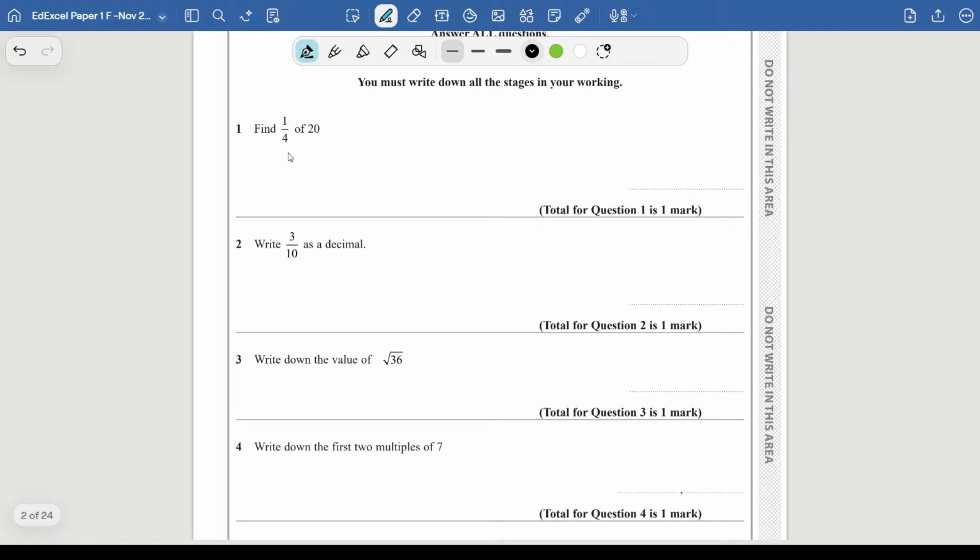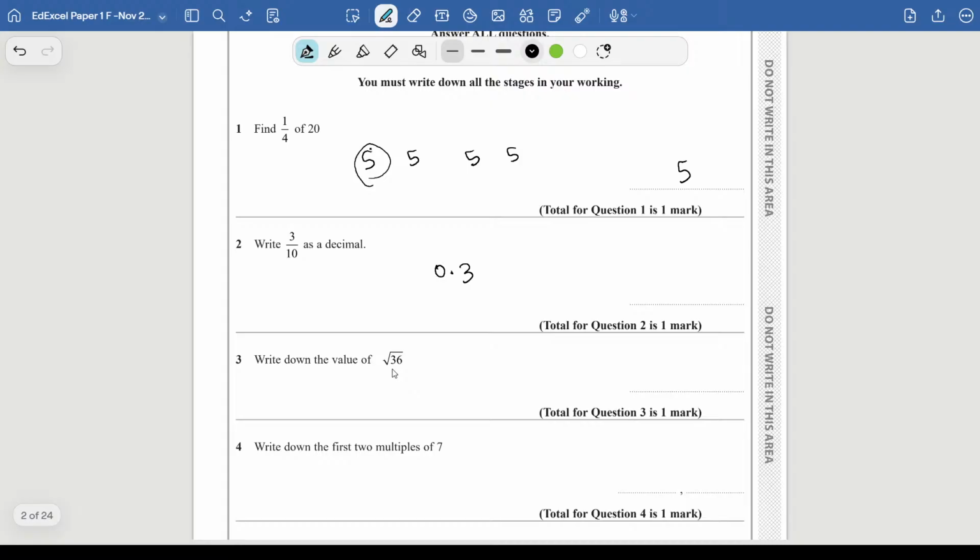So the first question here says, find a quarter of 20. If I divide 20 into 4 parts, I have 5, 5, 5, and 5. They all add up to 20. A quarter will be one part out of all these 4 parts. So a quarter is 5. 3/10 as a decimal is 0.3.